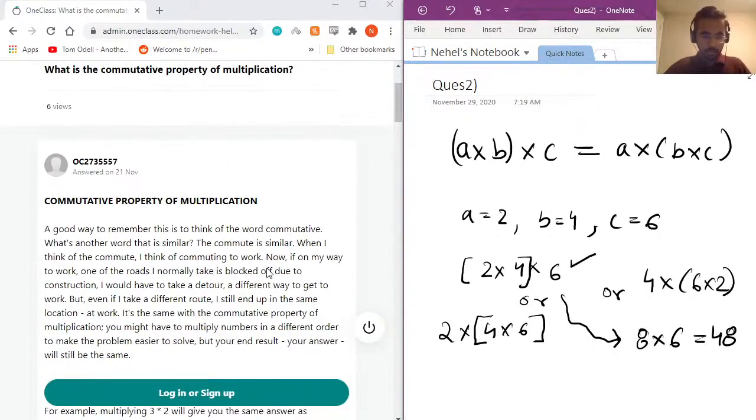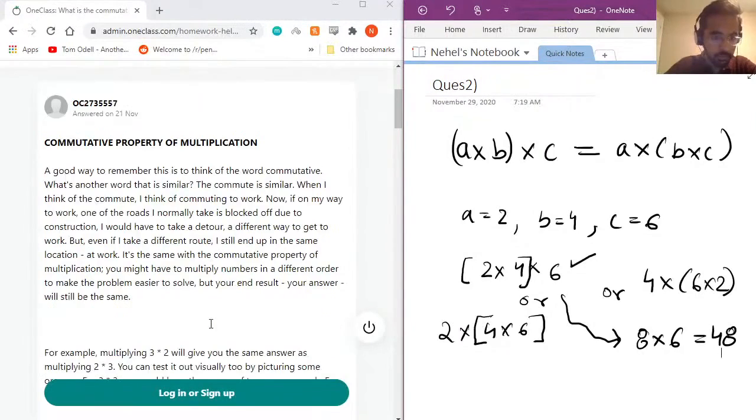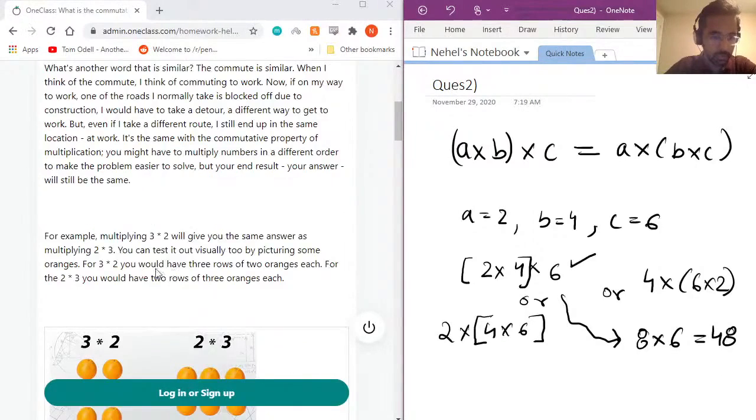Okay, so let's look at the answer here. It's the same commutative property. You might have to multiply numbers in a different order to make problems easy to solve, but your end result, your answer, will be the same. So that's perfect.